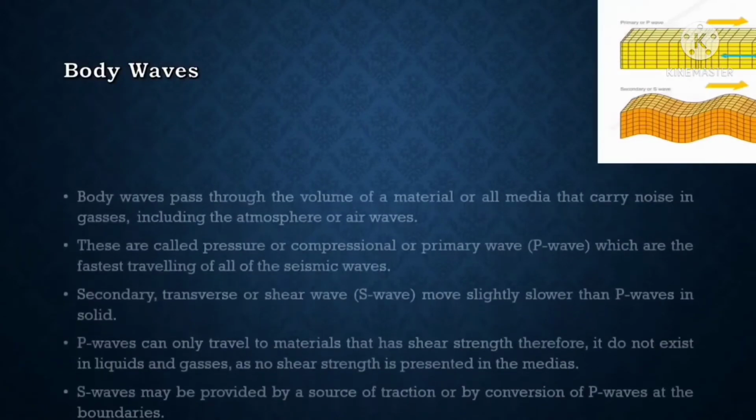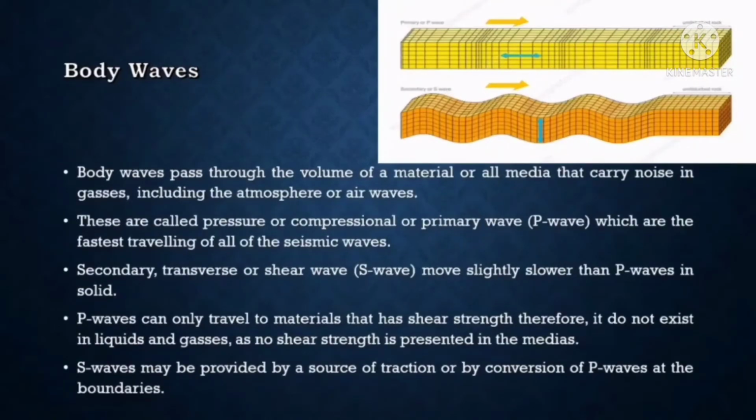Body waves. Body waves pass through the volume of material or all media that carry noise and gases, including the atmosphere or air waves. They are called pressure, compressional, or primary waves, or P waves, which are the fastest traveling of all the seismic waves.